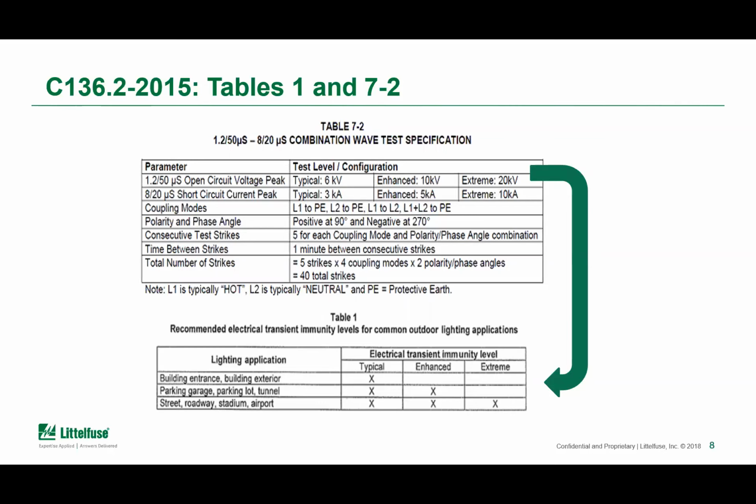The other thing I'll point out here real quick is this also kind of describes the different coupling modes, common mode, differential mode, what phase angles you need to surge at, as well as the number of strikes and intervals for each of these. It really ends up breaking down to the fixture itself would end up having to be able to withstand a total of 40 strikes when you start combining all of the different phase angles and coupling modes that need to be tested. So it's a pretty high level.